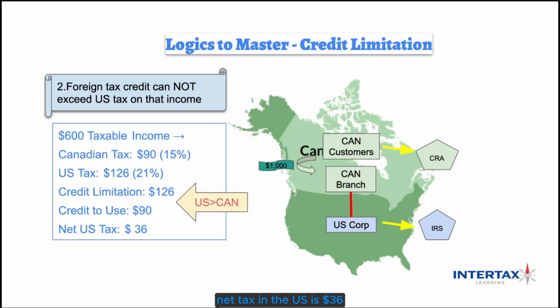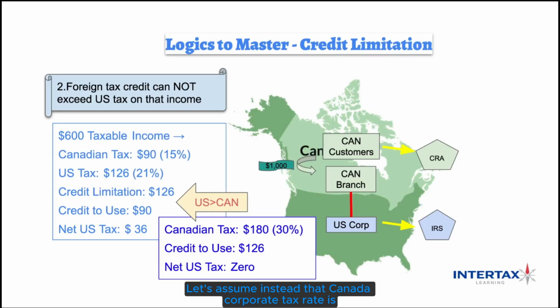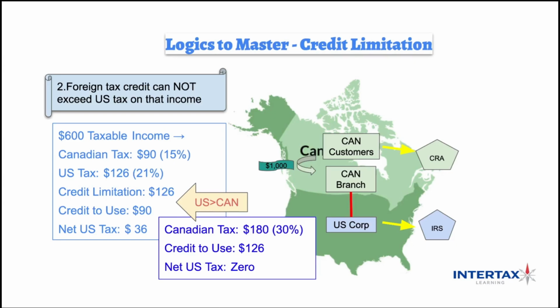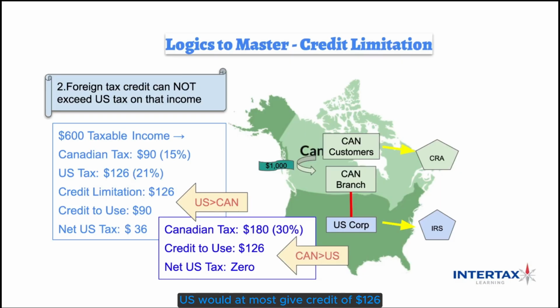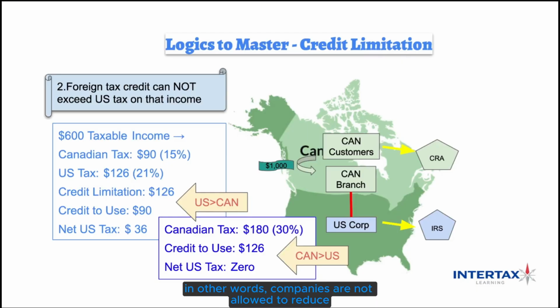Let's assume instead that the Canada corporate tax rate is 30% instead of 15%. Now the branch pays $180 to Canada. Since that amount is greater than the U.S. tax of $126, the U.S. would at most give credit of $126, which brings the net U.S. tax to zero. In other words, companies are not allowed to reduce net U.S. tax on that income below zero.